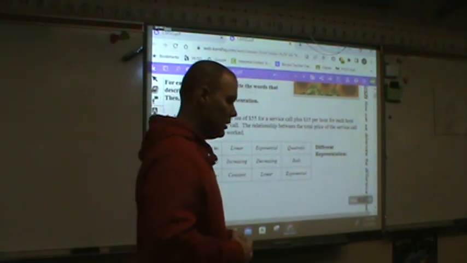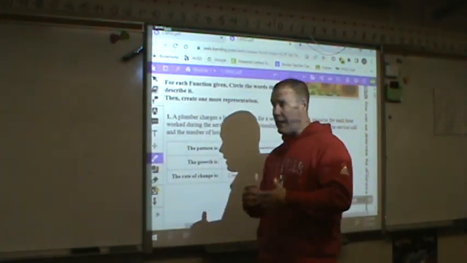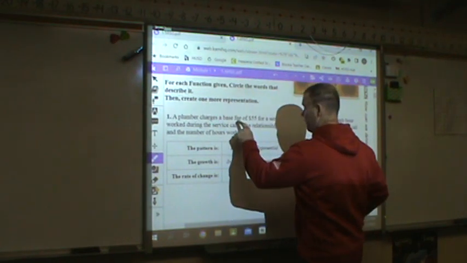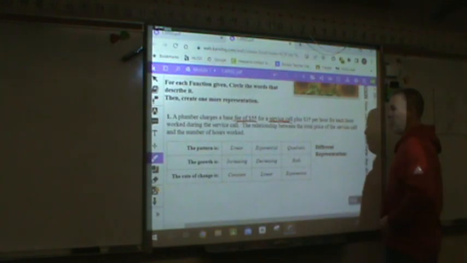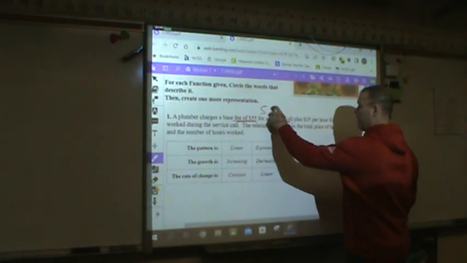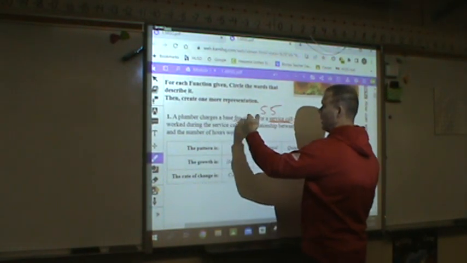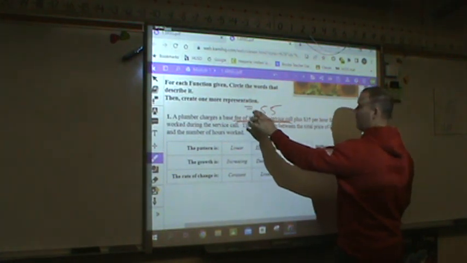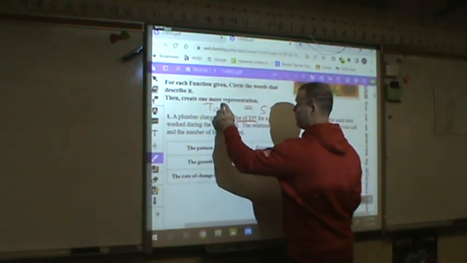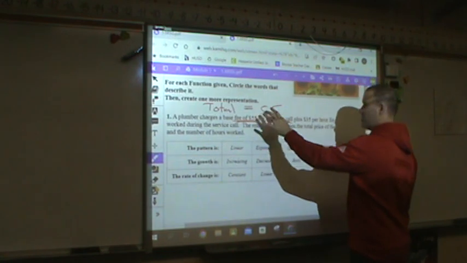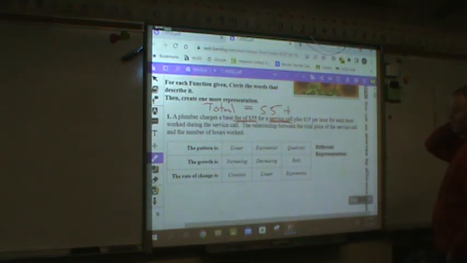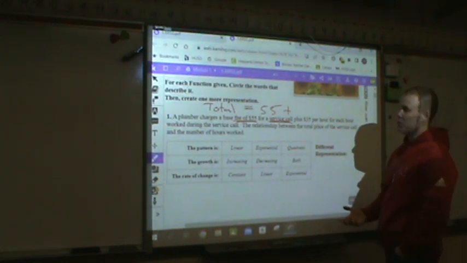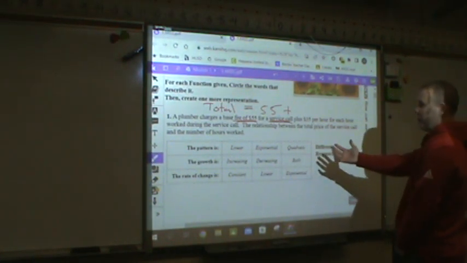So in certain industries, they will have a base fee, which is what they call a service call. That service call is $55. So if we look at it as the total amount, my total for the cost of the job is going to be $55 plus something. Well, what is that plus something? Because if I read the question, it says plus $35 an hour for each hour that we're called.